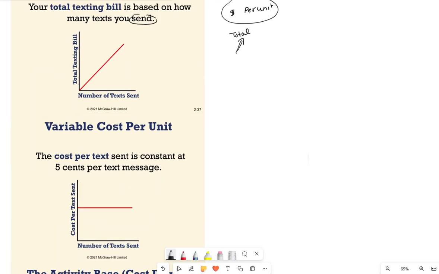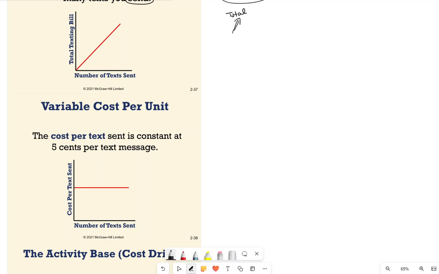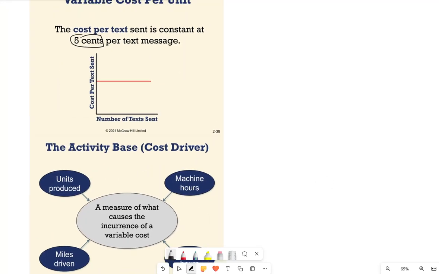When we have a variable cost, your per unit cost does not change, but your total changes according to your activity. Here the cost per text is 5 cents. It's constant, so it's per unit. That doesn't change. The driver is how many texts you send. If you send 100 texts, then the total variable cost will be $500.